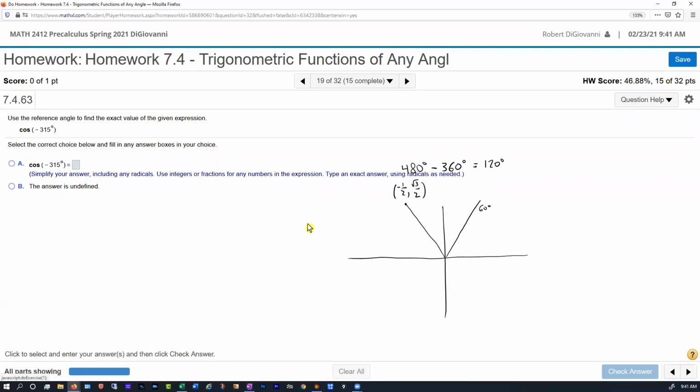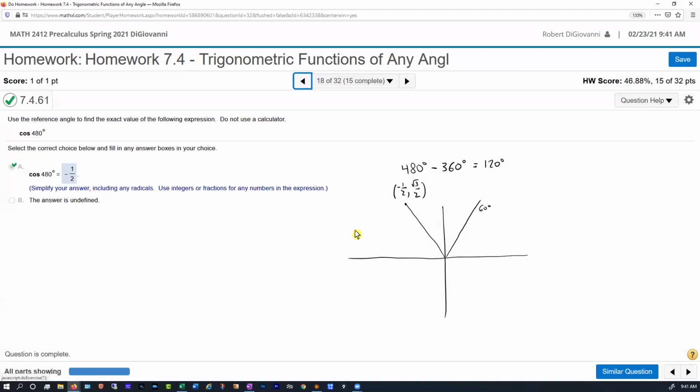Now, you know what? Let me go back. They wanted us to use the reference angle. I kind of cheated. I did it in a different way. The reference angle here would be 60 degrees. So the way they want us to do this is, instead of cosine of 480, we look at cosine of 60 degrees. We know that 60 degrees is here. Cosine is the x coordinate, which is 1/2.